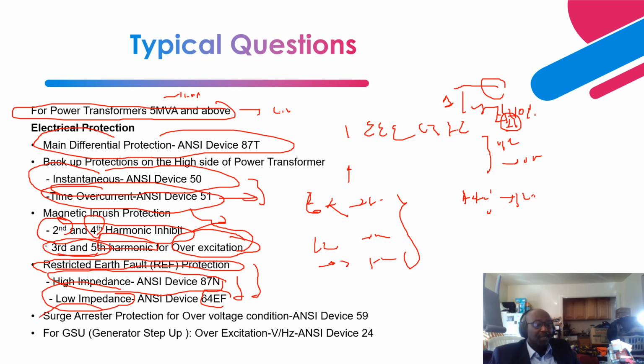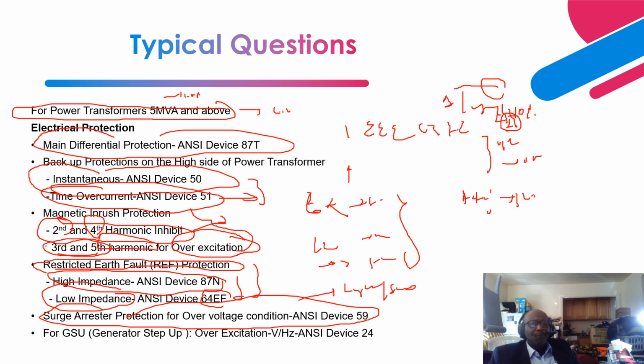Next is surge arrester protection, right? Okay, for overvoltage condition due to lightning impulse and switching impulse, right? You install surge arresters on either the high side or the low side, or both.